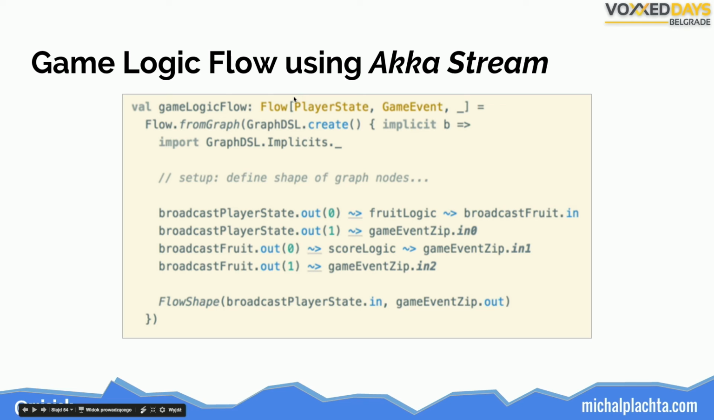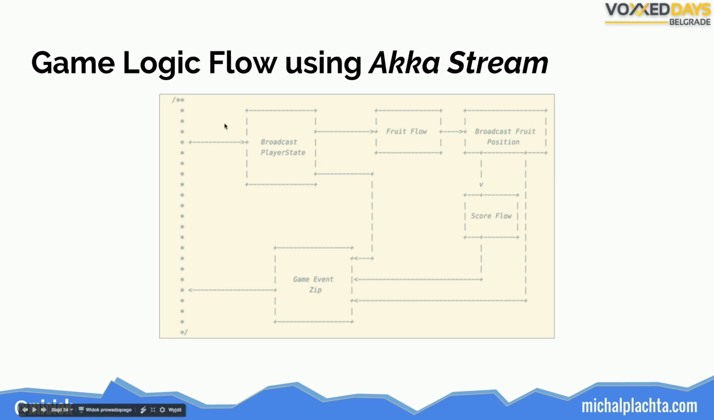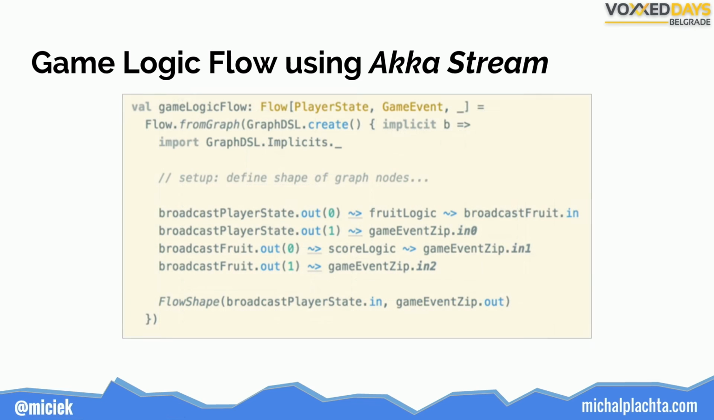And you may be surprised that I still use flow. Why is that? Because as you see, the whole flow, even though inside it's more advanced, it's still just 1 in and 1 out, right? So I can wrap it up with a flow type and reuse it in different places. So game logic flow is still a 1 in, 1 out flow. It gets player state and returns game event. But inside it's a more advanced graph using GraphDSL. So we just connect all the outlets and inlets together in order to produce this one simple block that we can reuse.